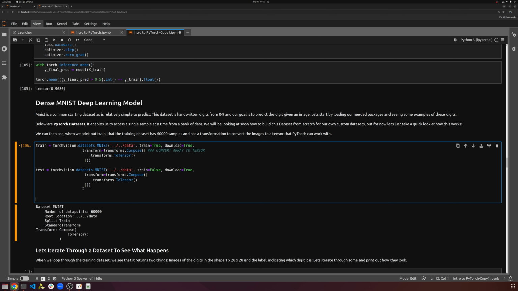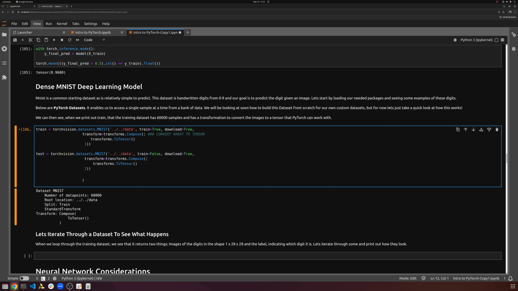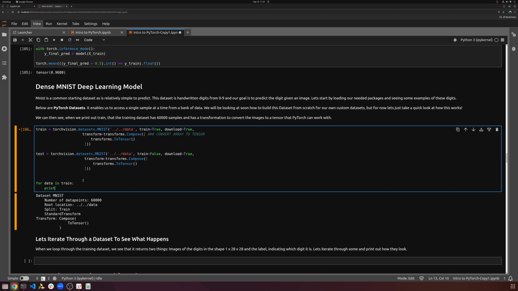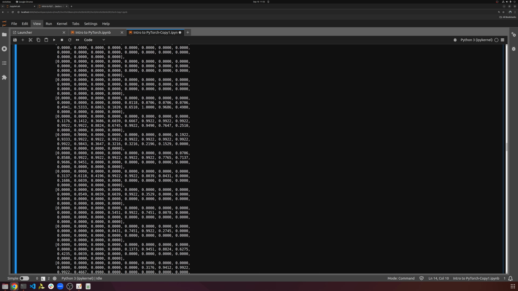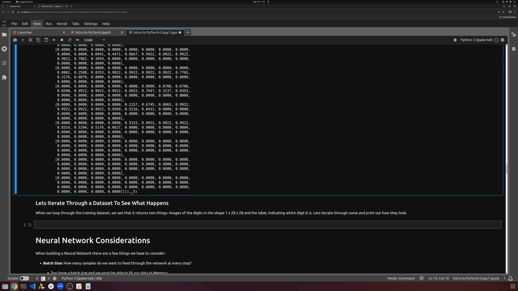But all you need to know about these datasets is they're iterables. Basically, we can for loop them. So we can do for data in train, and we can print the data. Oh, and let's just break. So you can see the first thing in the data is all these numbers, and we'll see what these numbers are. And the second thing is a class label, 5.